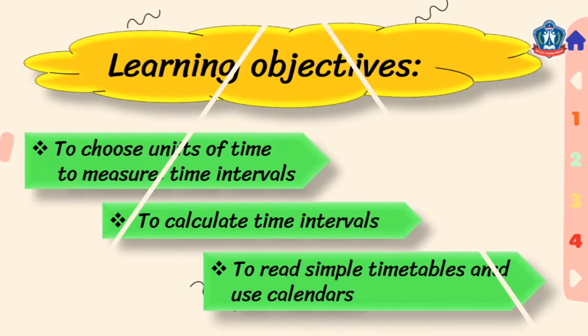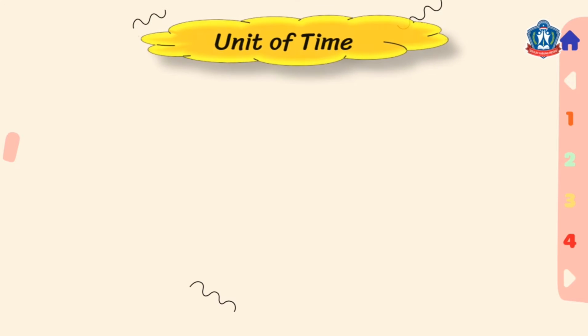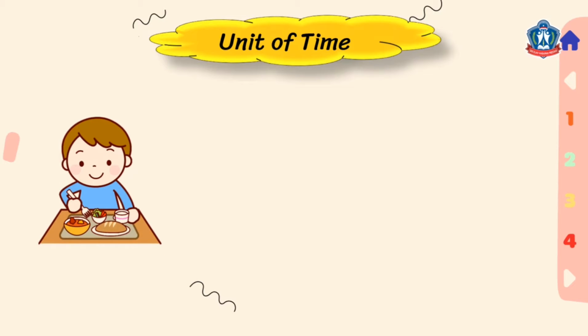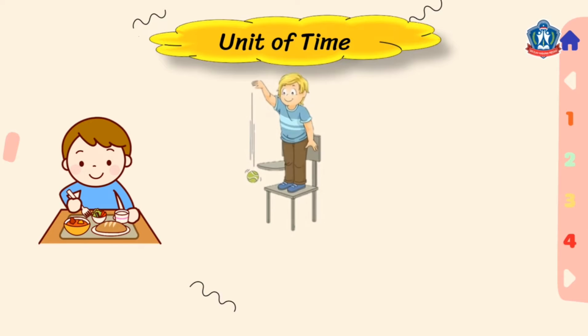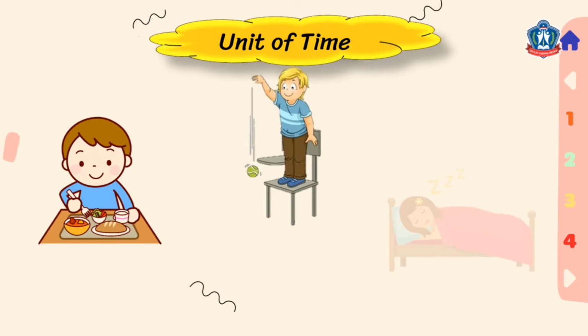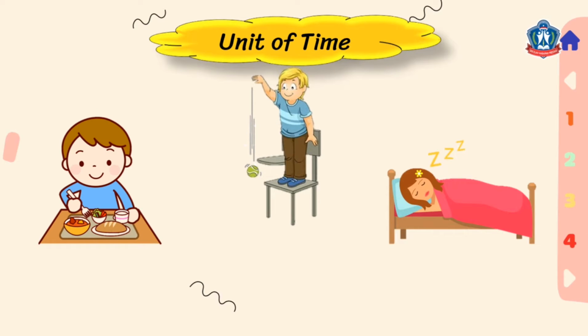Come on, let's start. First, let's find a unit of time that is suitable to certain activities. For example, when we are eating our lunch, a falling ball, and nap time. So let's choose the suitable unit of time for each activity. For the lunch time, we have 30 minutes or 30 hours. Which one is the suitable time? Yes, it's the 30 minutes. It's impossible for us to eat our lunch for 30 hours.